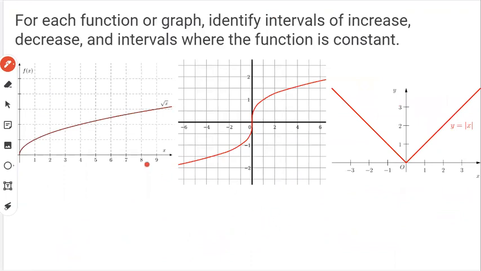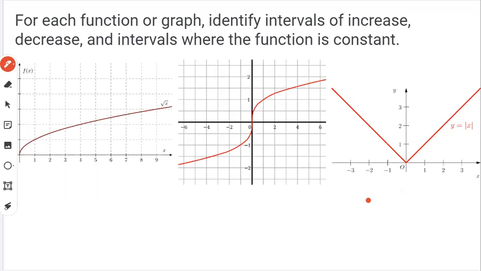Okay, so over here you have the square root function. In the middle, we have the cube root function. And then over here, we have y equals the absolute value of x. We're going to find all those intervals, whether the function is going up, going down, or just staying flat, whether it's constant.